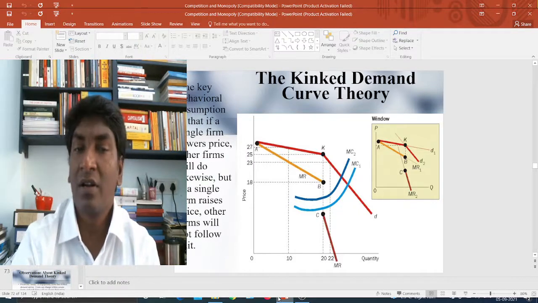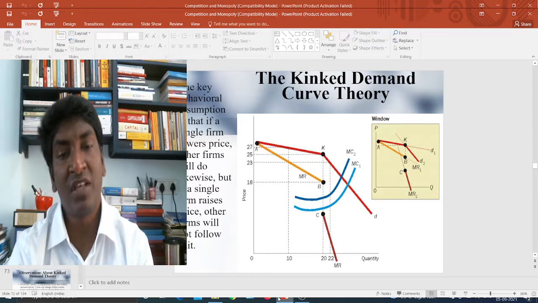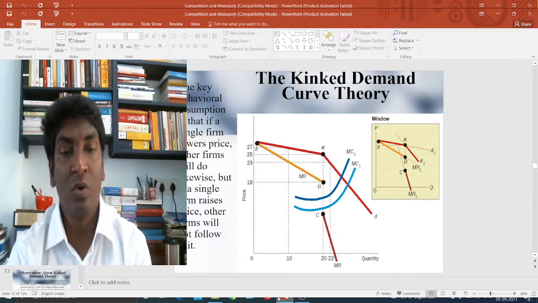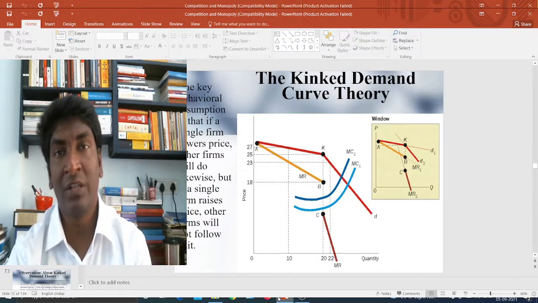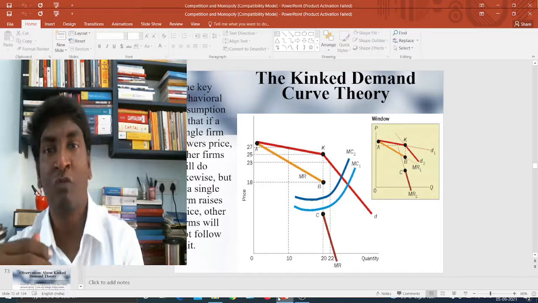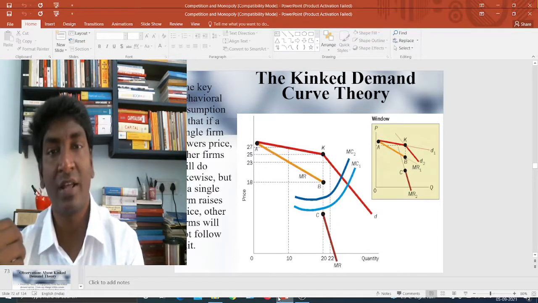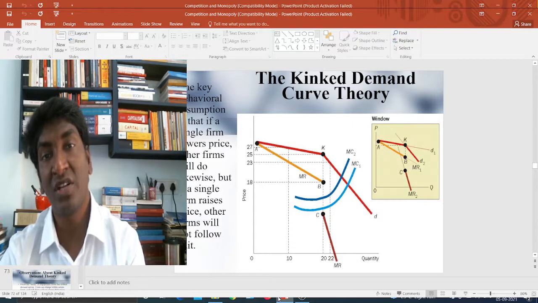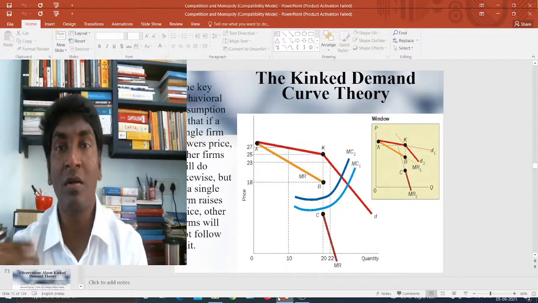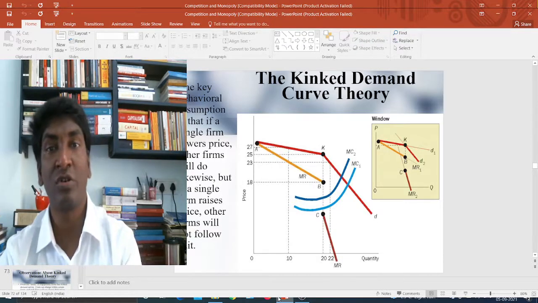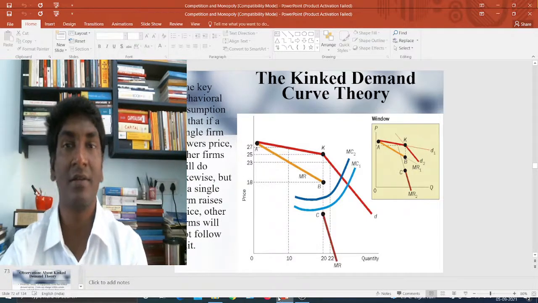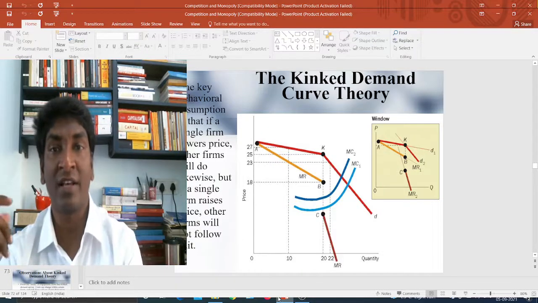So the key behavioral assumption is that if a single firm lowers price, other firms will do likewise, but if a single firm raises price, other firms will not follow. That means there is no smooth moving of price change strategy. Okay, if you have price change strategies take place, then that price change strategy may follow only one direction, not both directions. So if that is the case, then immediately there is going to be a kink in your respective demand curves. So that will create a kind of gap, or what you call the elastic-inelastic problem.